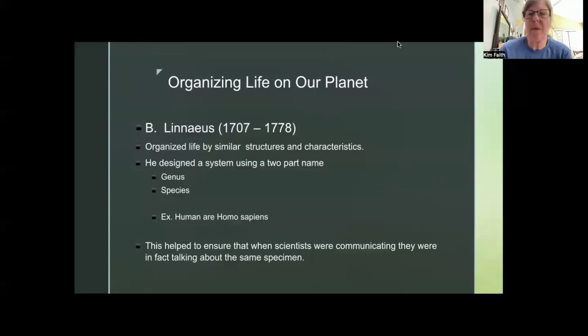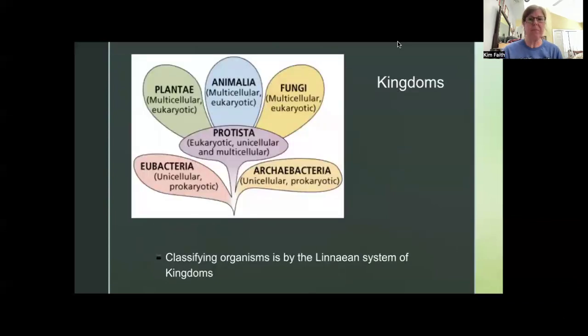Well, it was a problem back in the day when people were having a discussion over two organisms thinking they were talking about the same thing, and they were not. They were talking about two totally different organisms. I mean, we all know what that's like when you have a conversation with somebody and you suddenly realize you're talking apples and they're talking oranges. So it's really important that we know that we are talking about the same thing. So Linnaeus came up with this specific type of naming system.